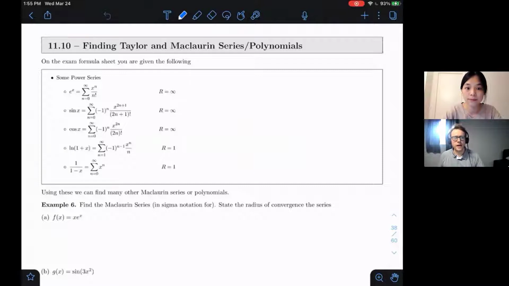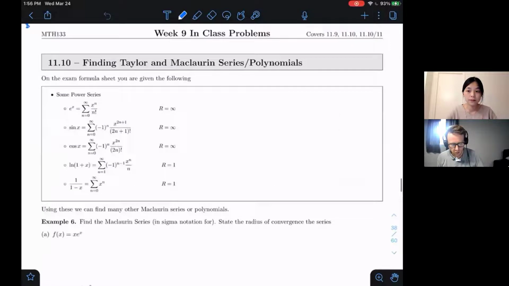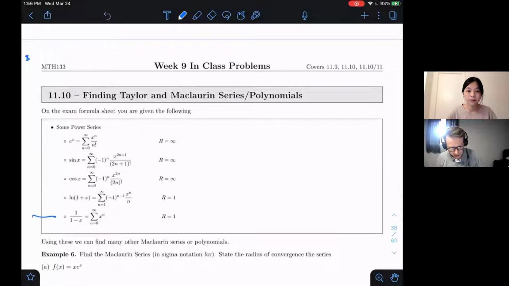And so I'd like to order today's lesson in terms of difficulty, right? Back in maybe 5.4 or so, I said level 1, level 2, level 3, and things got more difficult as time went on. I want to do something similar here, where first off, using these, we can figure out many other Maclaurin series or polynomials just by using these directly, similar to this whole 1 over 1 minus x sort of deal.